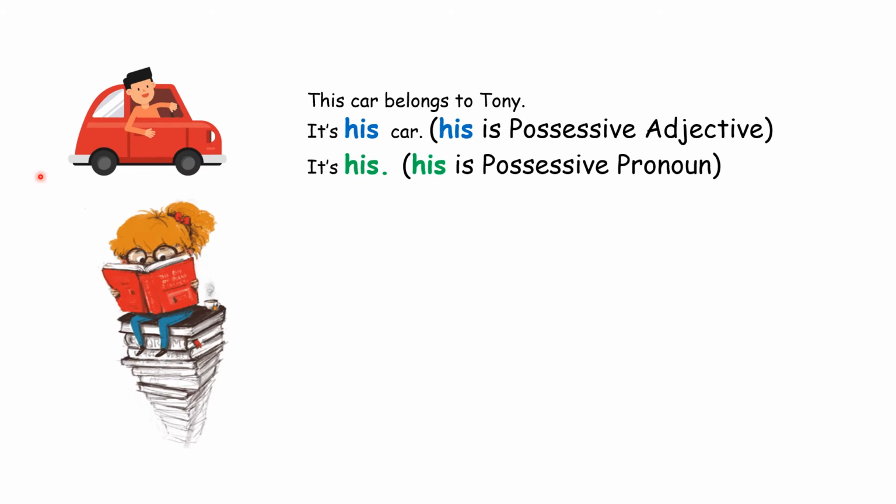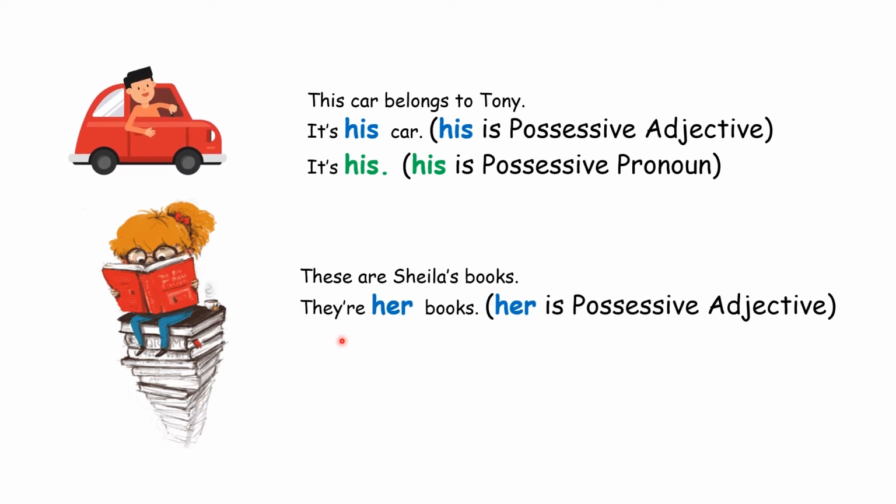Next example. These are Sheila's books. So we can tell others that all these books belong to Sheila. We can say, "They're her books." They refers to all these books because there are many, and her is a possessive adjective referring to Sheila. Since Sheila is a girl, the possessive adjective becomes her.